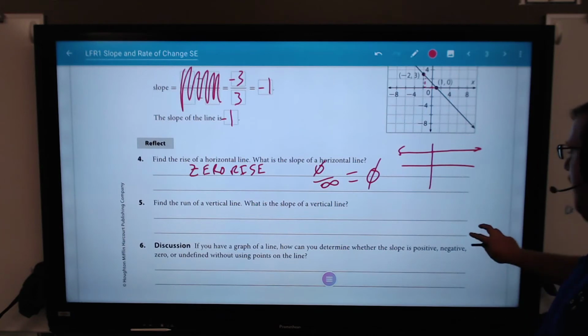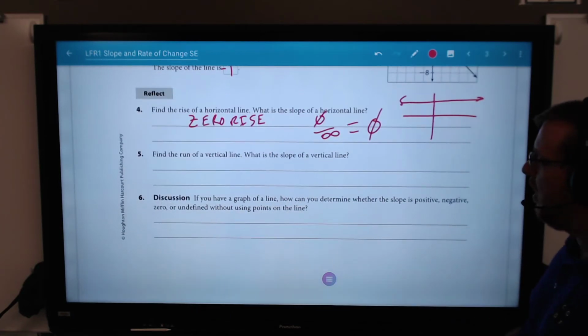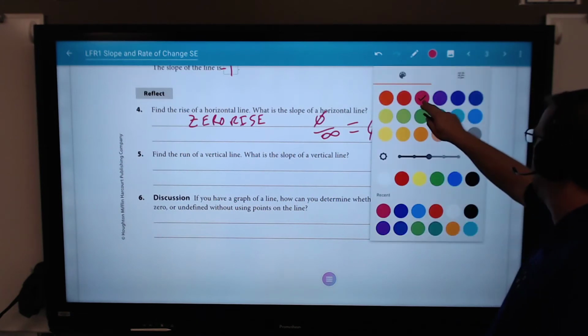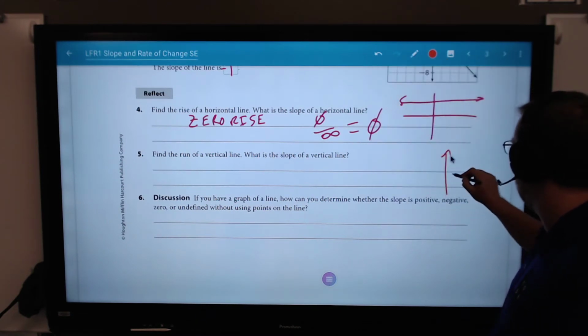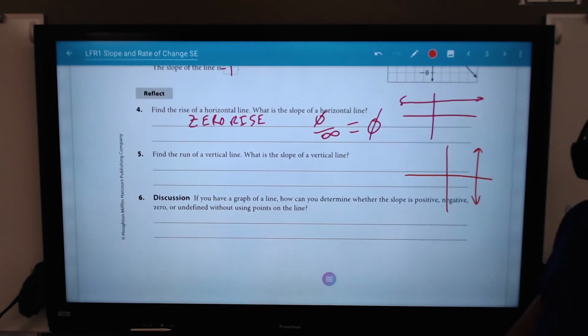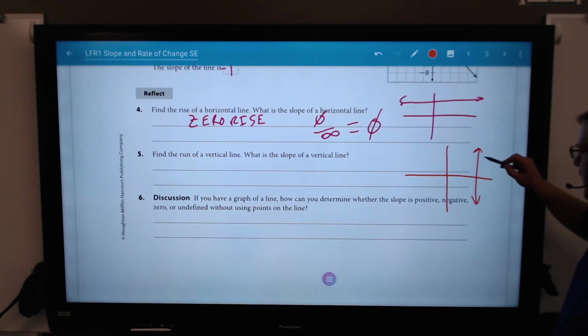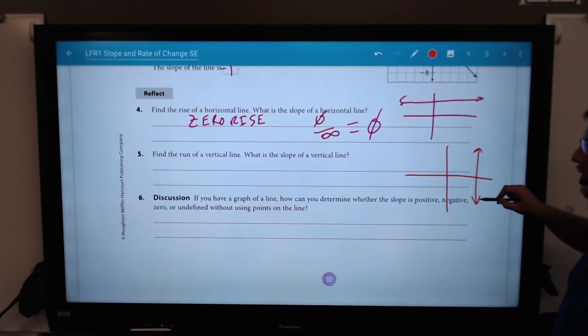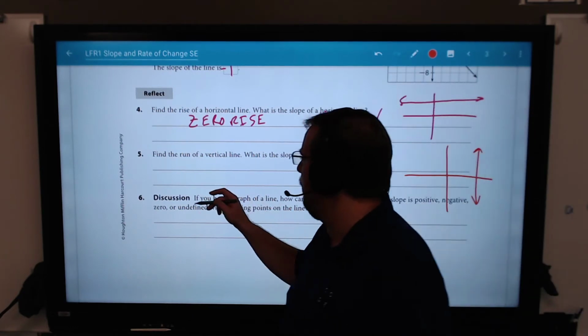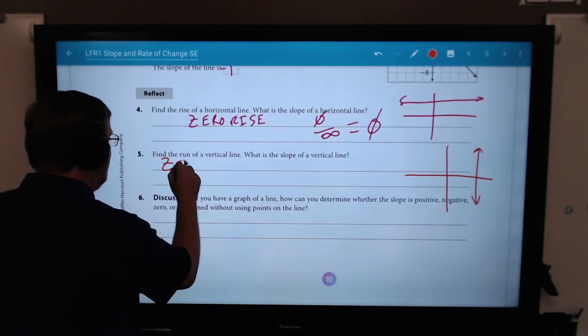For a vertical line, the slope of a vertical line, let's look. Go ahead and change the color real quick. Oops. There is my vertical line. This has all the rise and no run. Find the run. It's 0 run.